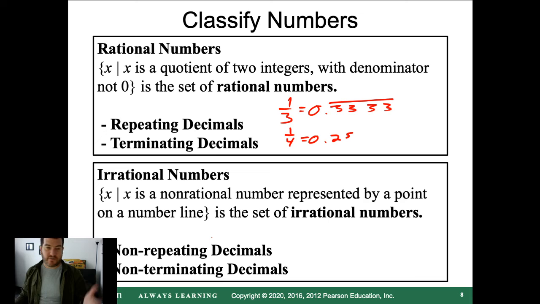Whereas the most famous irrational number is what I think of as pi. So that is 3.14159, and it keeps going forever, right? It doesn't repeat. These numbers never repeat. If you look up pi on Google, you'll see there's no repetition at all. They keep going forever, and it doesn't terminate. It keeps going on forever and ever and ever.